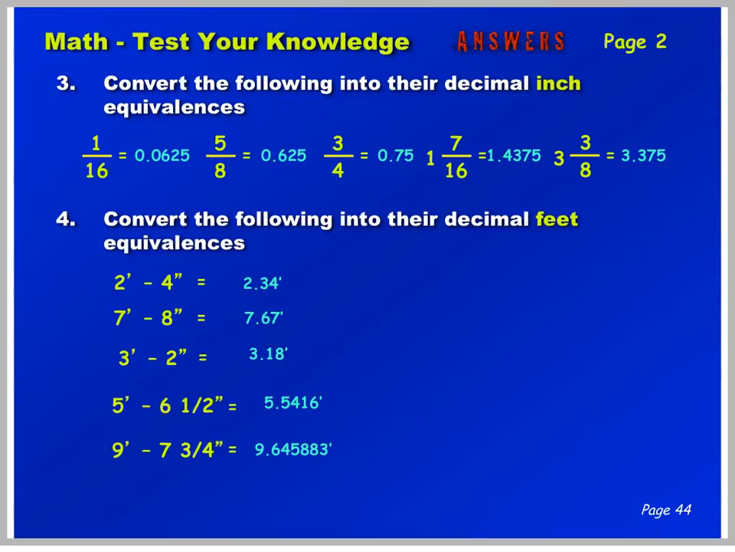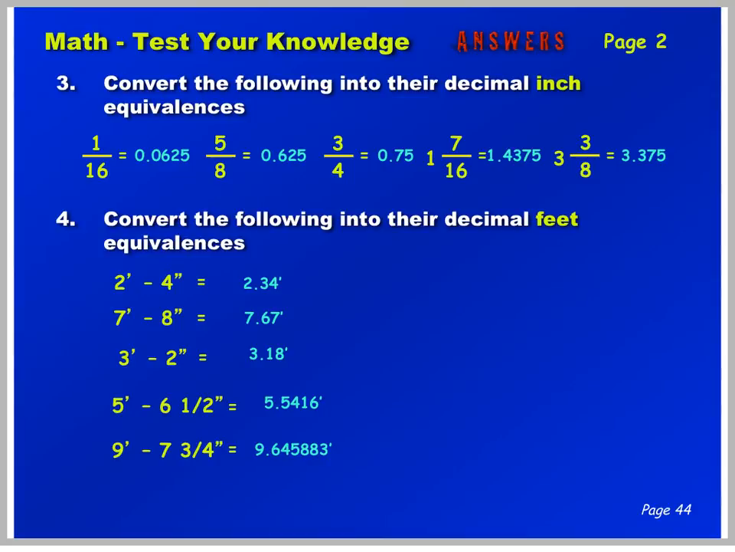Question number 4, convert the following into their decimal feet equivalences. 2 foot 4 inches, 2.34 feet, 7 foot 8 inches, 7.67, 3 foot 2 inches is 3.18, and 5 foot 6 1/2 inches equals 5.5416 feet.